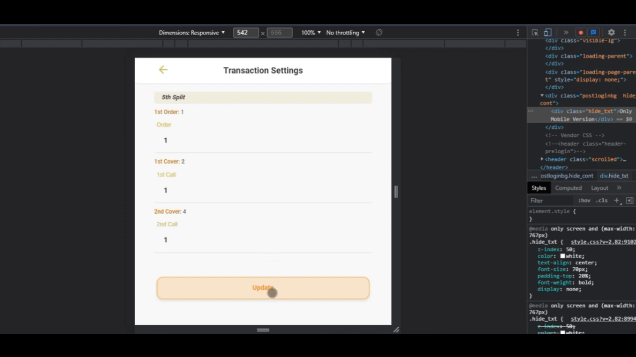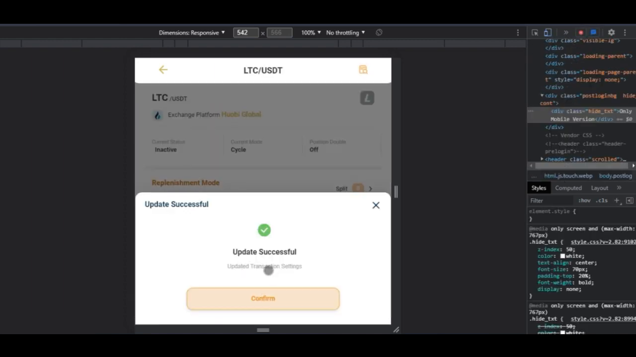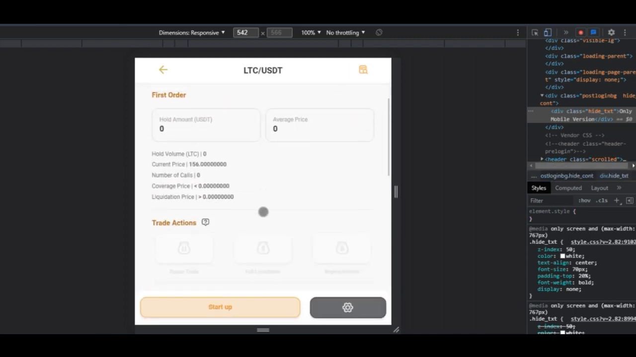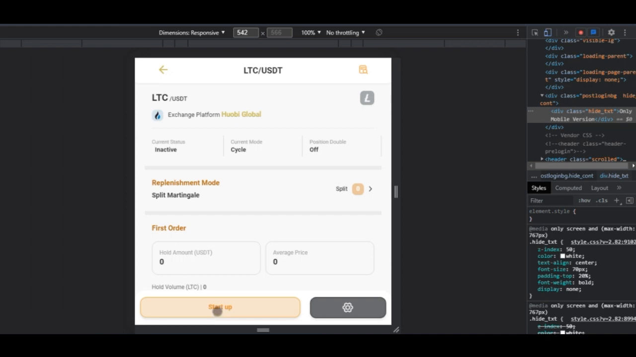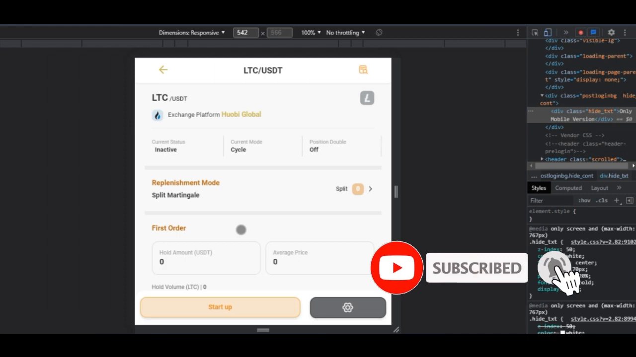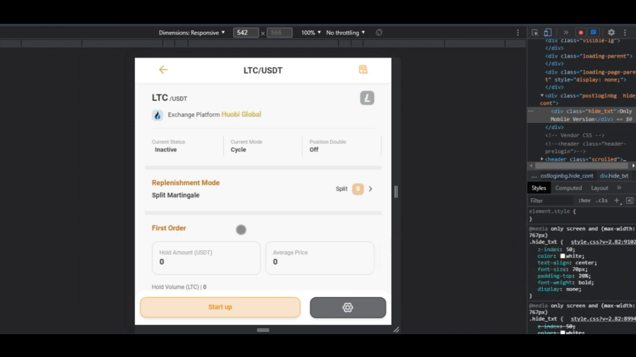And after you've done this, you go ahead and click on update. Once you click on update, just click on confirm. And then once you click on confirm, you go ahead and start up your trade. So once you start up this trade, the trade will continue to run for you. And if you are using circle mode, it will continue to run until you ask the bot not to trade that particular asset any longer.